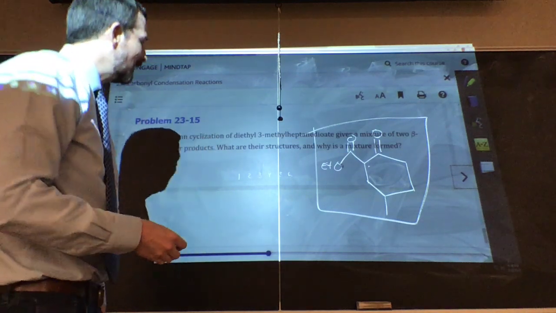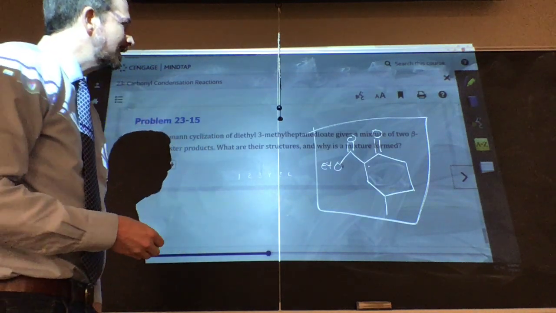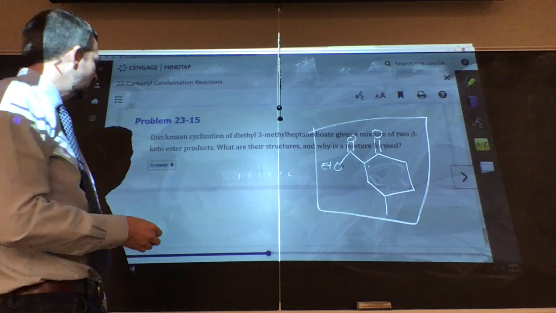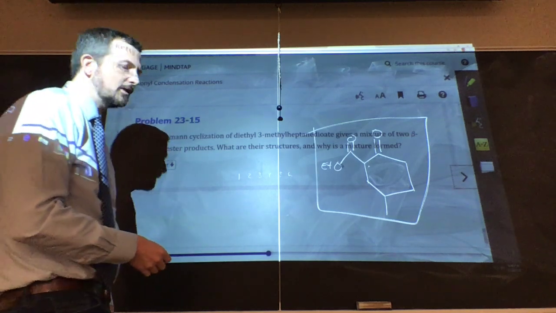Dieckmann cyclization of diethyl 3-methylheptanedioate gives a mixture of 2 beta-keto ester products. What are their structures and why is a mixture formed?